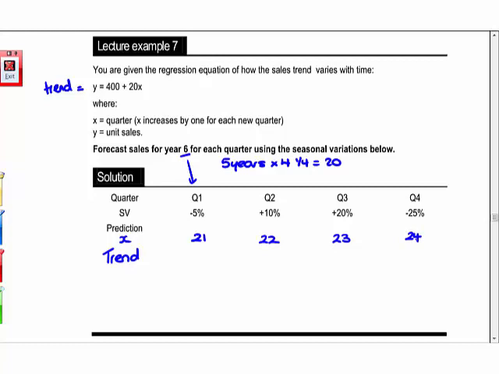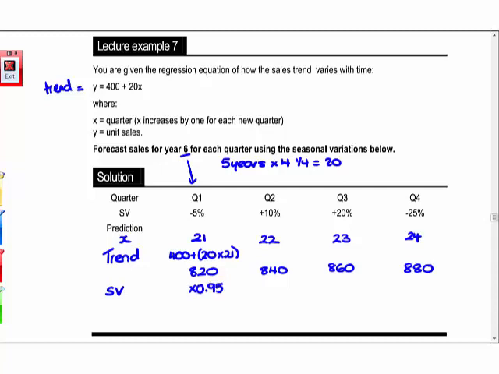So the underlying trend then for quarter 1 is 400 plus 20 times 21. So the trend for quarter 1 is 820, and it's increasing by 20 each time. So it'll be 840 for quarter 2, 860 for quarter 3, and 880 for quarter 4. And then to get our forecast sales, we apply our seasonal variation. So the seasonal variation for quarter 1 is -5%.